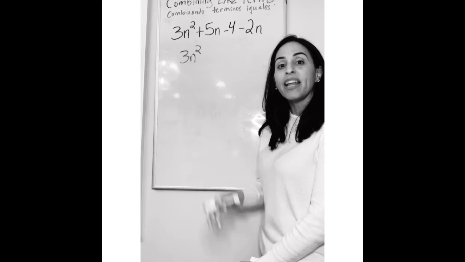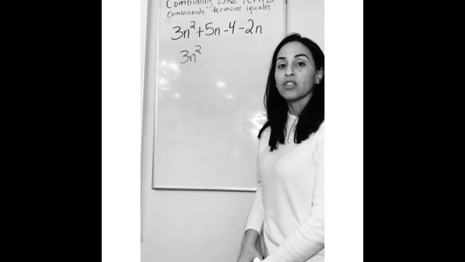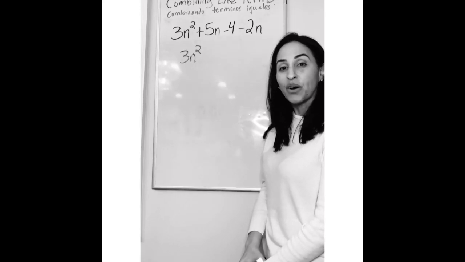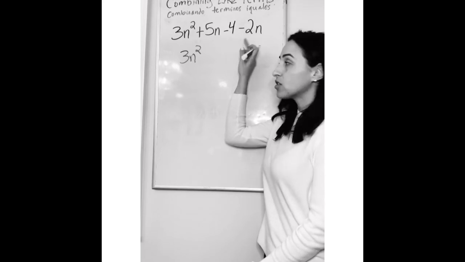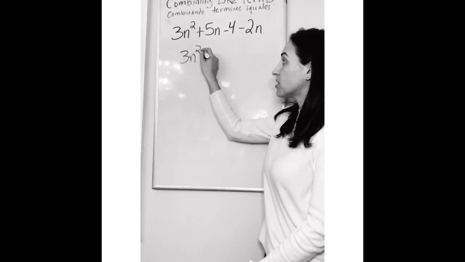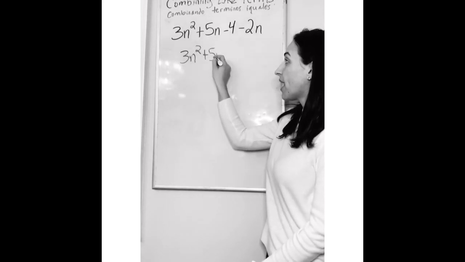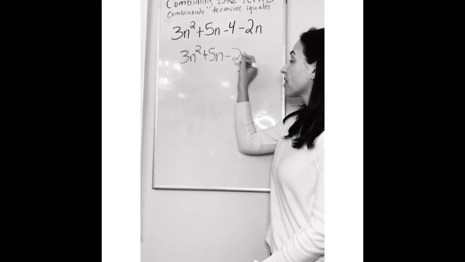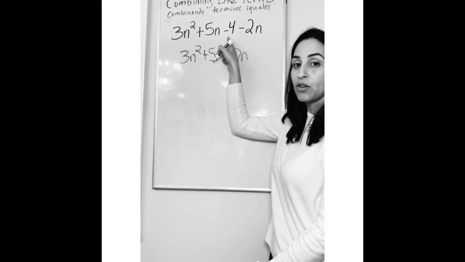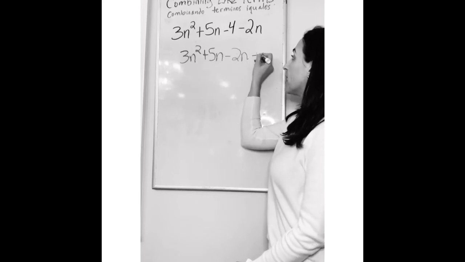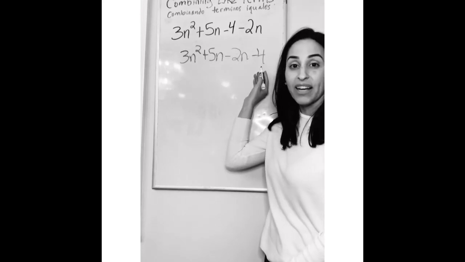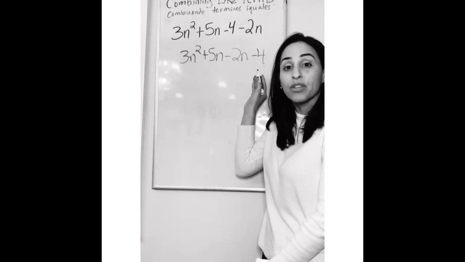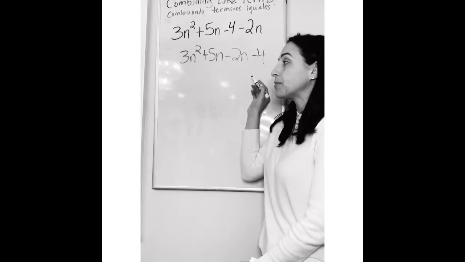5n. Are there any other coefficients with the variable of n? Yes, there are. It's 2n. So I'm going to go ahead and bring down the addition sign. Plus 5n. Bring this down. Minus 2n. Bring down what I haven't used. I have not used minus 4. Minus 4. And there are no like terms. There are no other just numbers on their own. So that's just going to go on the back.